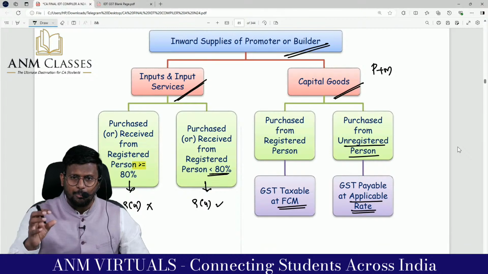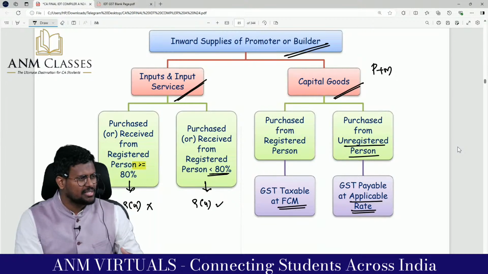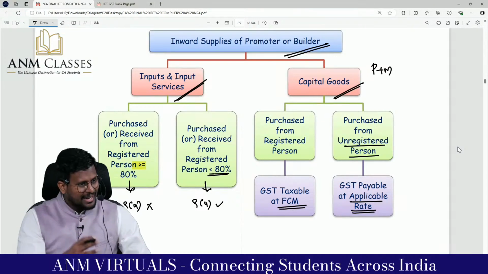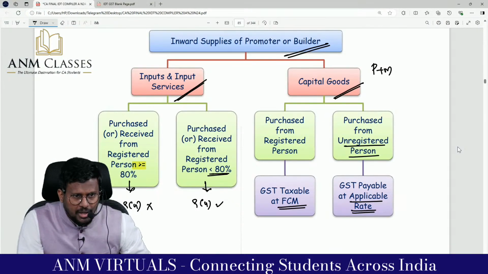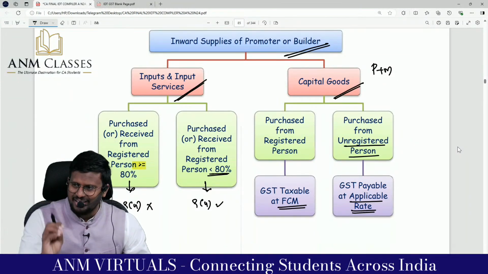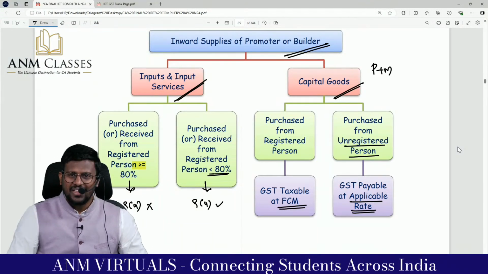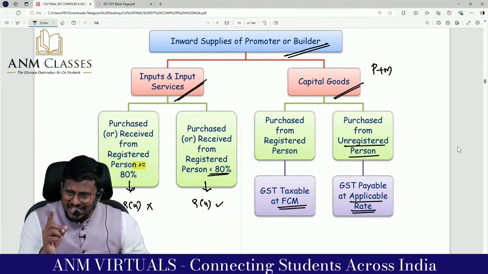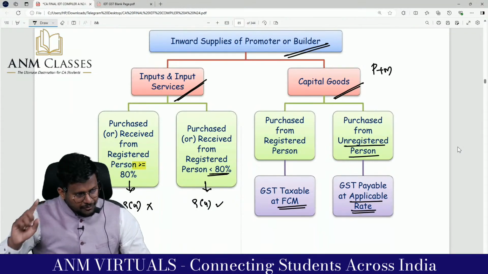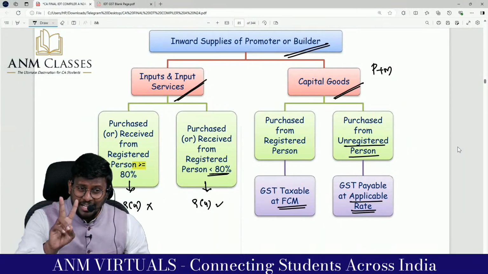2 categories: inputs and input services, and capital goods. You have to check whether they have purchased or received from a registered person more than or equal to 80%. Then 9.4 RCM, 5.4 RCM will not apply. If purchased or received from a registered person less than 80%, then 9.4, 5.4 RCM will apply. That means 9.4 or 5.4 is saying that at least 80% should be purchased from a registered person. If they purchase at least 80% from a registered person, you have to check the balance 20%.